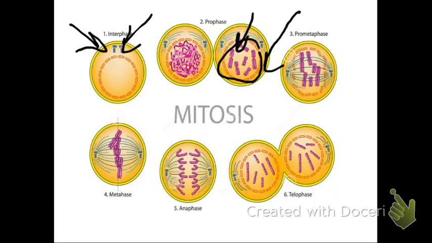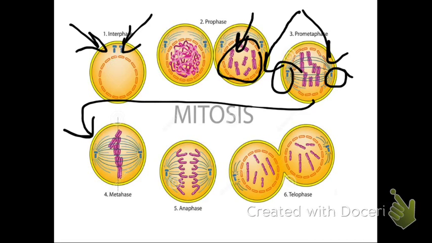In prometaphase, the nucleus further breaks apart, and the centrosomes will orient themselves on the two outer opposite ends of the cell, and will release microtubules which will connect to the centromeres of the sister chromatids via the kinetochore. In metaphase, oh, this is weird, it goes this way.